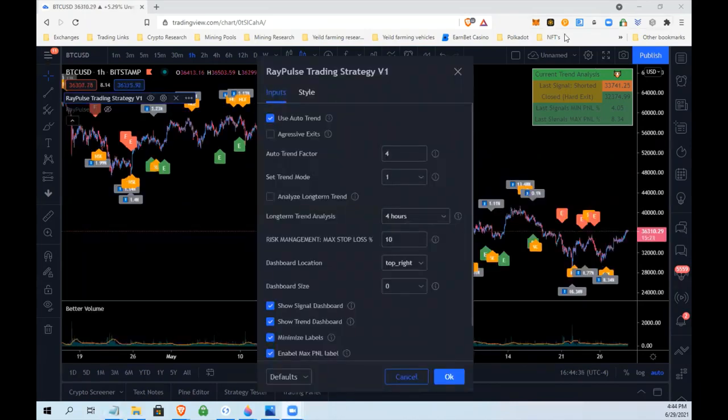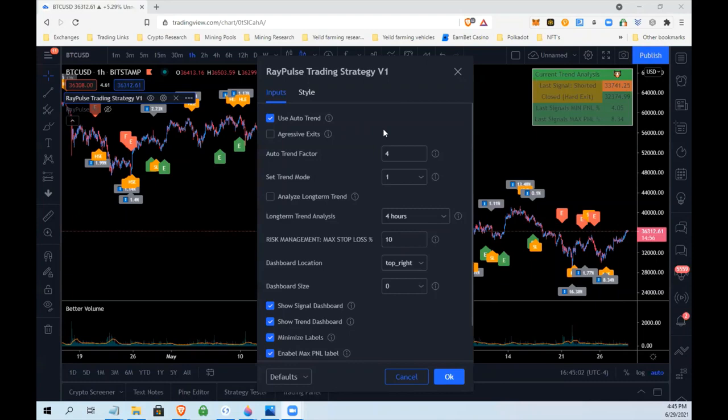We currently have 2 versions of the indicator available, the beginner or normal and the pro version. I'm going to go over some of the settings on the beginner or the normal indicator. So this use auto trend uses the higher time frame trend to determine signals. So if the higher time frame trend is in an uptrend, it will only give you long signals. If the higher time frame trend is in a downtrend, it will only give you short signals.